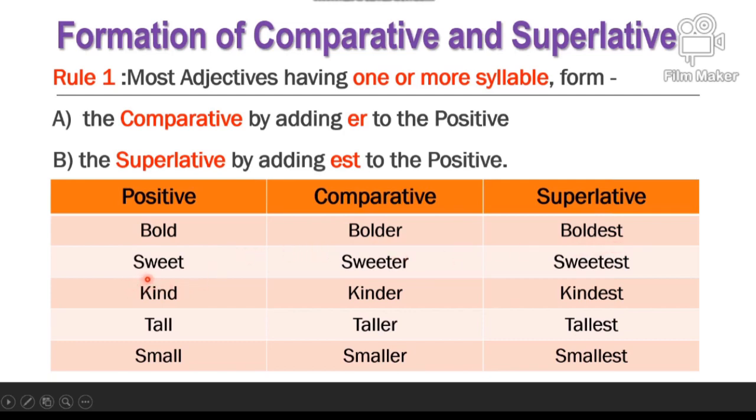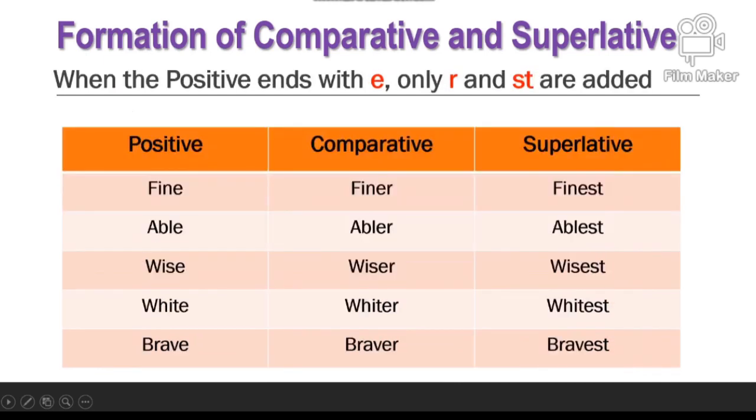Second example, sweet. Comparative is sweeter, sweetest. Kind, kinder, kindest. Tall, taller, tallest. Small, smaller, smallest. Here, spelling is not changed, only er is used for comparative forms and est is used for superlative forms. Then, next, when the positive form ends with e, only r or st are added.